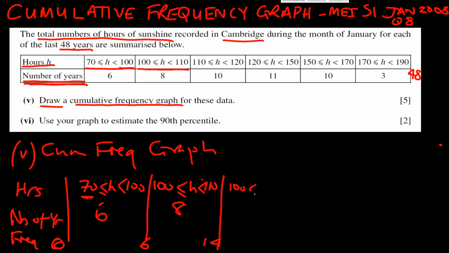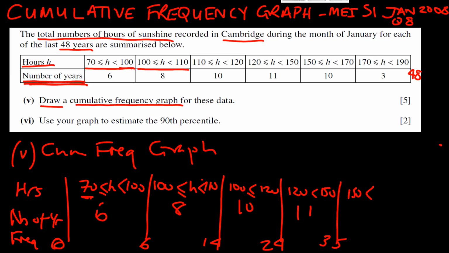110 to 120. Well, in this range we had 10, so our figure is now 24 cumulatively. 120 to 150. We've got to add 11, so we're now at 35.